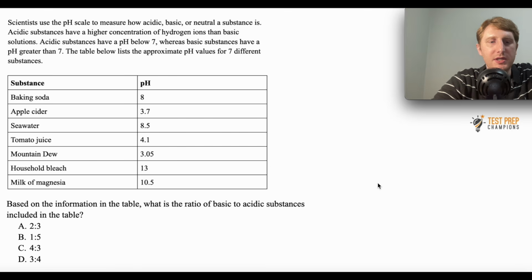Based on the information in the table, what is the ratio of basic to acidic substances included in the table? So now's your chance if you'd like to pause the video, try to figure this out, take all the time you need, and then whenever you're ready, just unpause the video and we'll talk about it. So I'm going to walk us through this by first counting up the number of acidic substances and also counting up the number of basic substances.